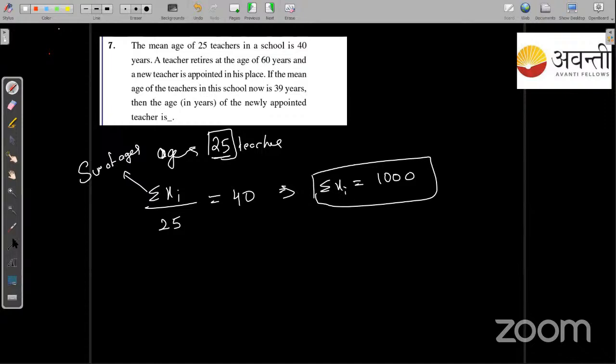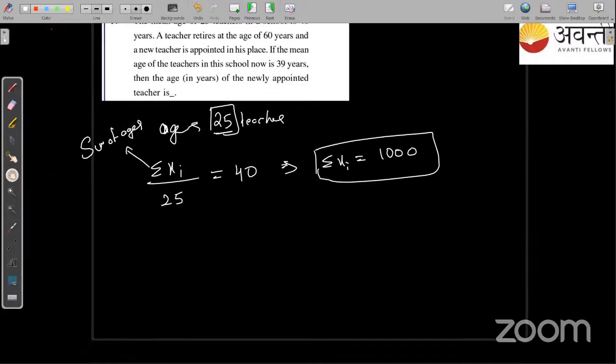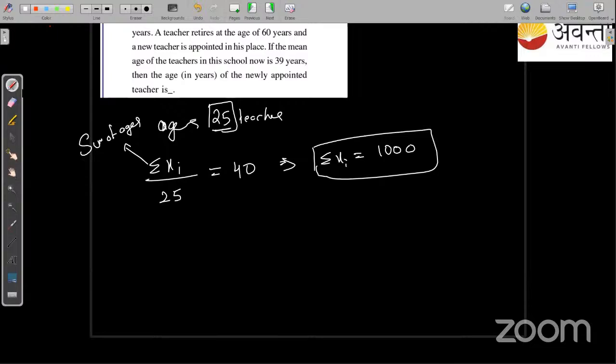Now what is it asking? What is it saying? A teacher retires at the age of 60 years and a new teacher is appointed in his place. So he's saying that one teacher of age 60 years has retired, and he is replaced with another teacher. Let the other teacher's age be some q.